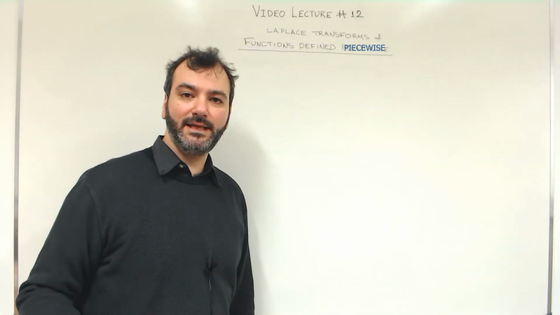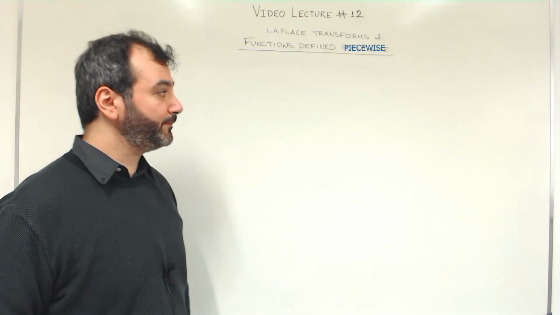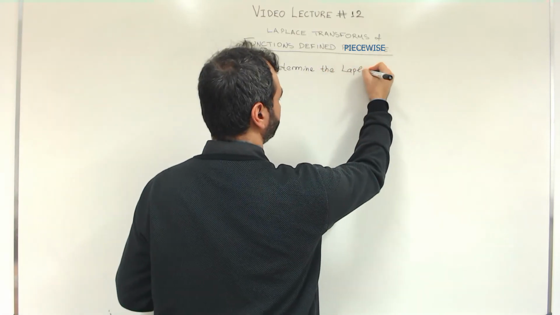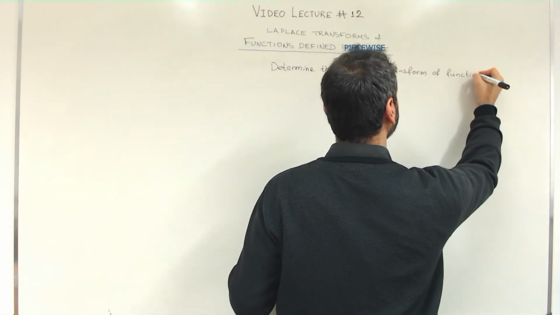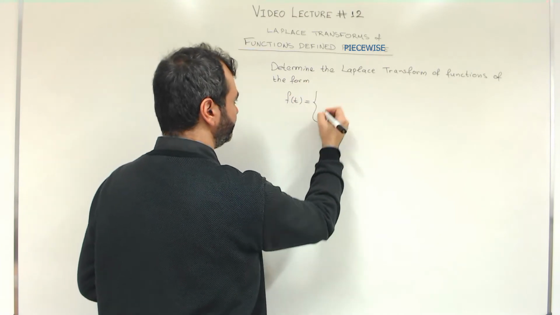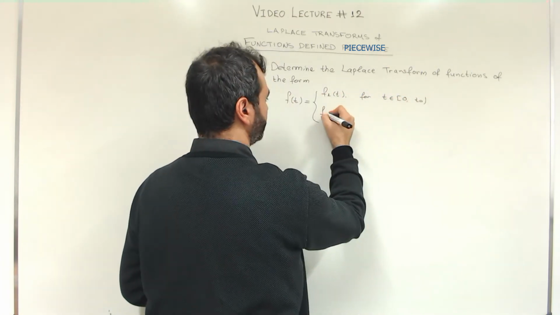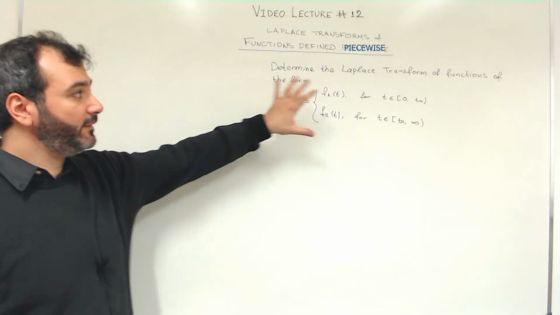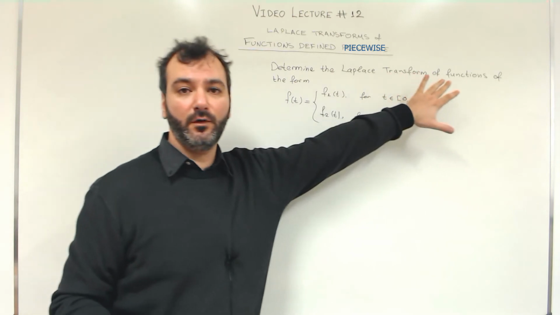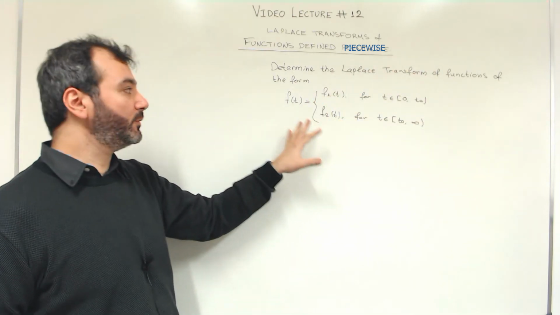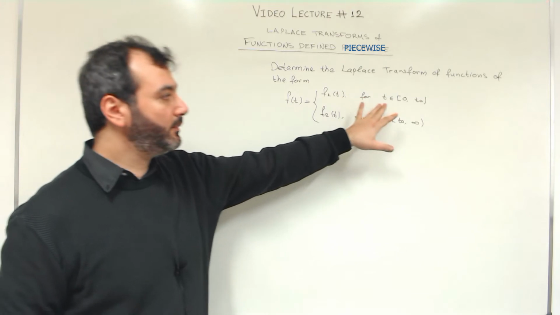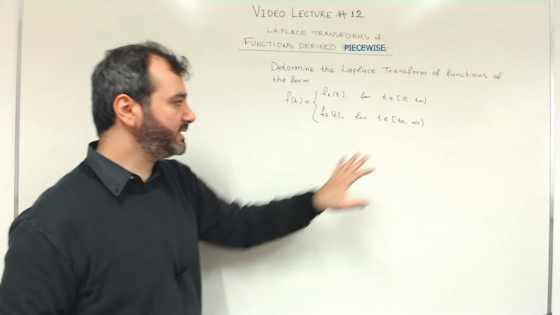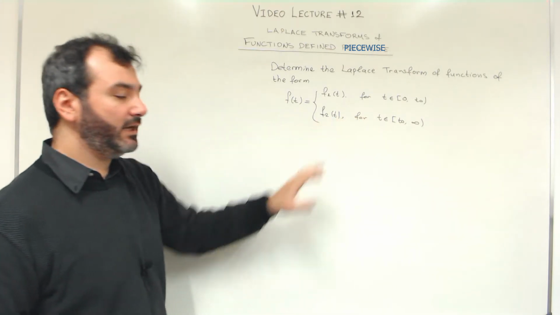Okay, so let us state the problem. What we're trying to do here is that we're trying to determine the Laplace transform of time domain functions which have this form. f of t is given by f1 between 0 and some time t0, and after this time t0, the function changes and goes to f2.